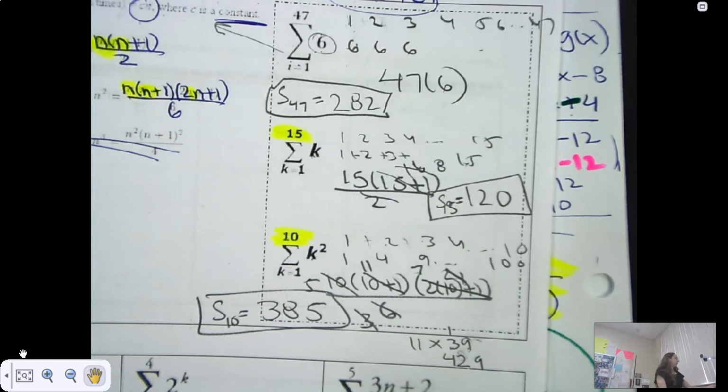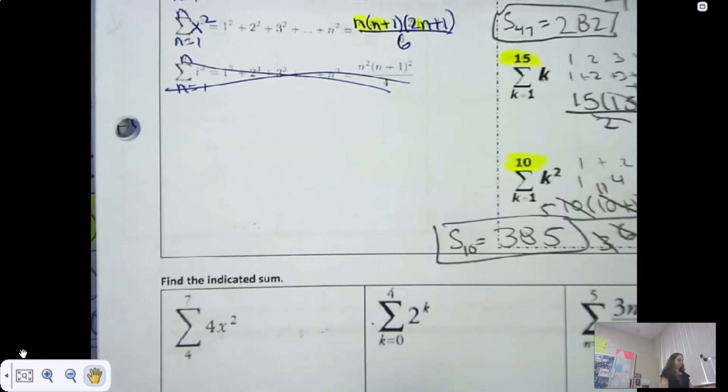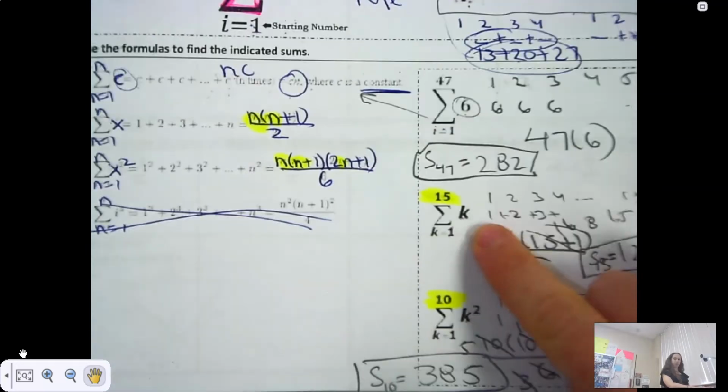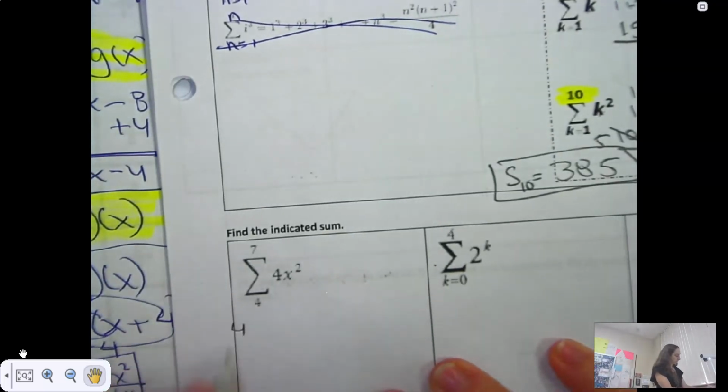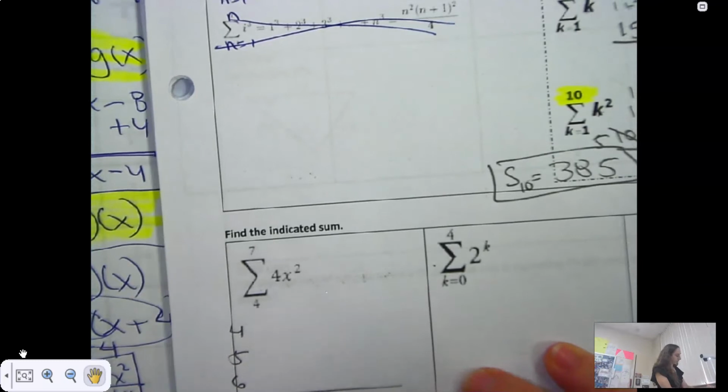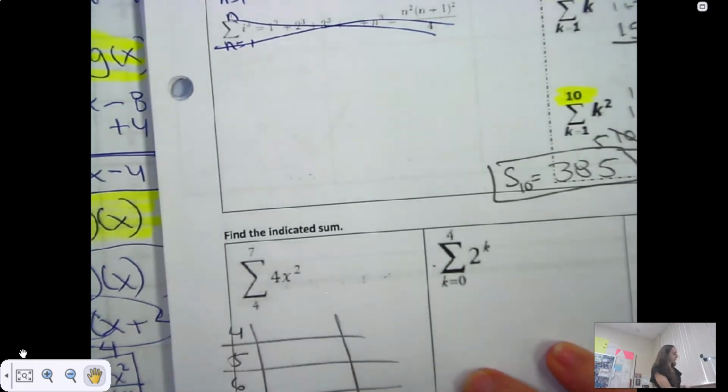Okay. Now down here, they want you to find the sum. Well, it isn't a constant. It isn't a parent linear. It isn't a parent quadratic. So I have no choice. I have to list them out. So I'm going to go 4, 5, 6, 7. You know I like things in little boxes.